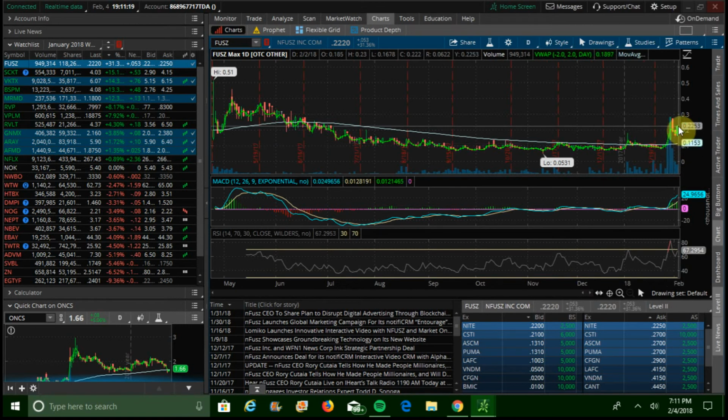So I'm anticipating a second green day tomorrow, in the hopes that it can actually test 27 cents. If it can test 27 cents, that'll be a good way of getting in. So why 27 cents? Mainly because there's some resistance right here back in June, where 28 cents was the resistance.